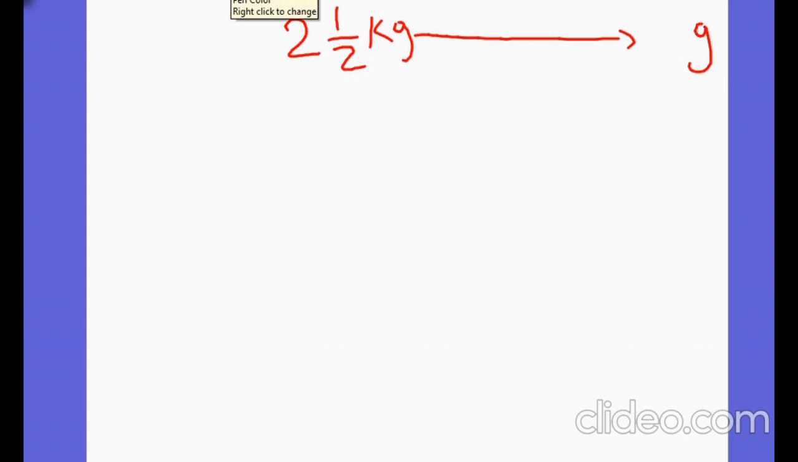Let's make it hard for you. Now I have 2 and a half kilos, and I want to transfer or convert it to grams. What will I do? First we should know the meaning of half and quarter and 3/4.